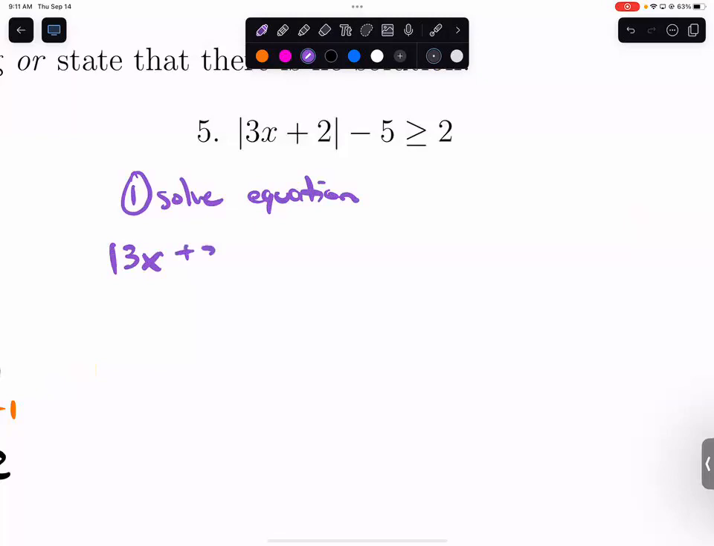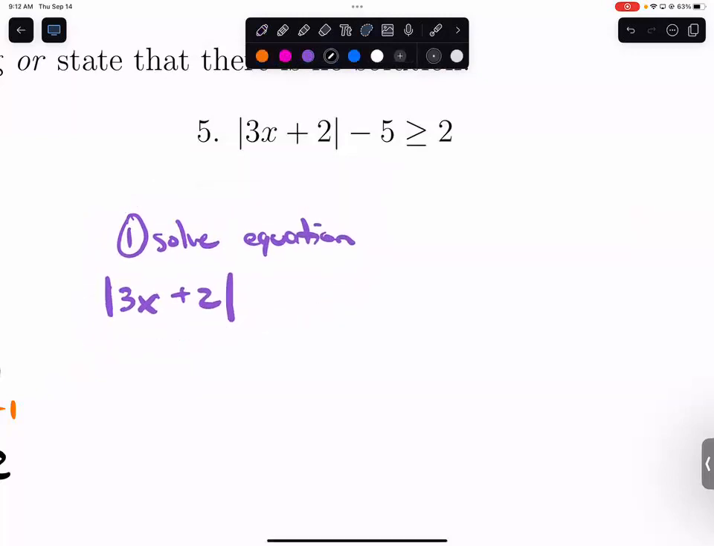So 3x plus 2. We can go ahead and move the, I guess it wouldn't be a bad idea to do that first. Go ahead and move the 5 over. But instead of looking where it's greater than, I'm going to look at where it's equal to 7. So the absolute value of something, again, I don't really care what this is yet, but it's all by itself on one side of the equation. The absolute value is equal to 7.